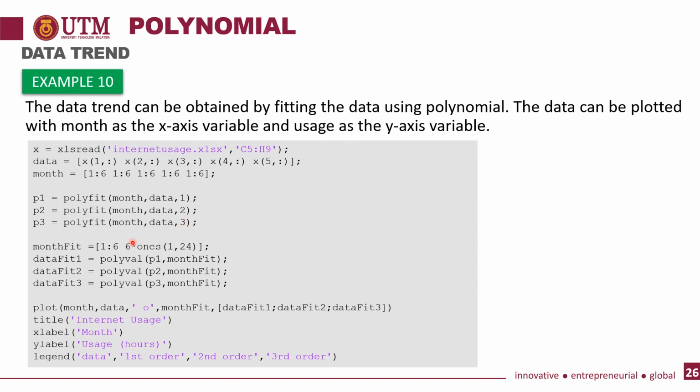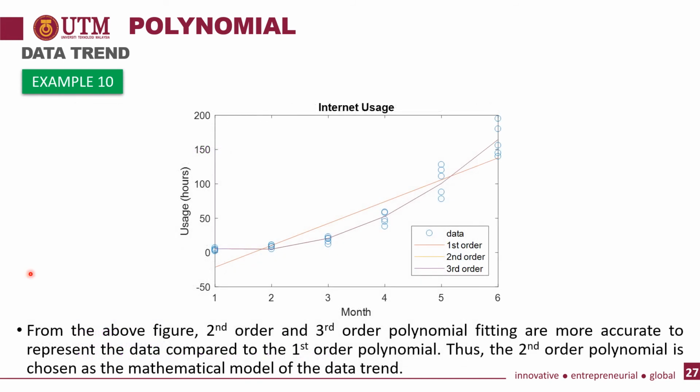So this one is actually we wanted to evaluate the expression that we get. P1 represents order number 1, P2 represents order number 2, P3 represents order number 3, and data fit 1 represents the evaluation for P1, data fit 2 represents the evaluation for P2, and data fit 3 represents the evaluation for P3. So this is what you get. The data is represented by the blue circles here. The first order is the orange one, the second order is the yellow one, and the third order is the purple one.